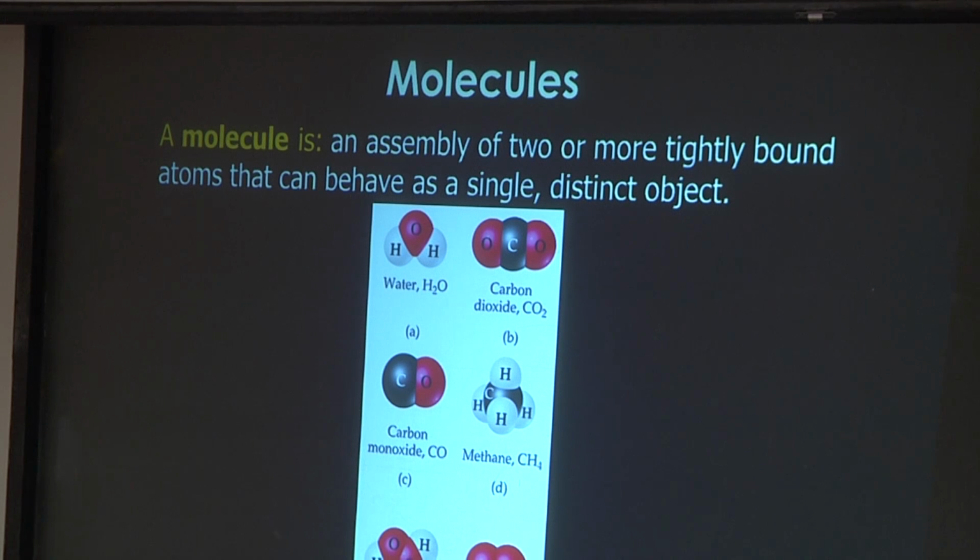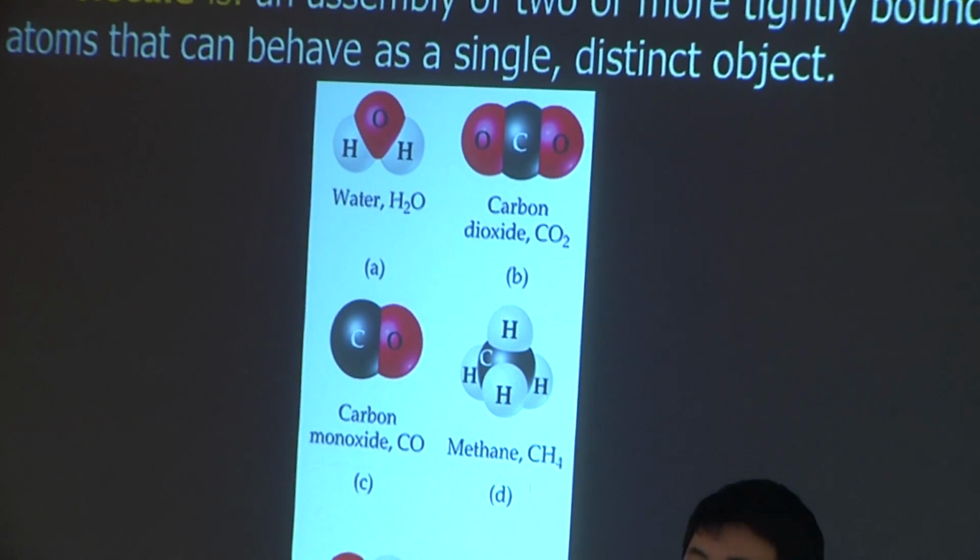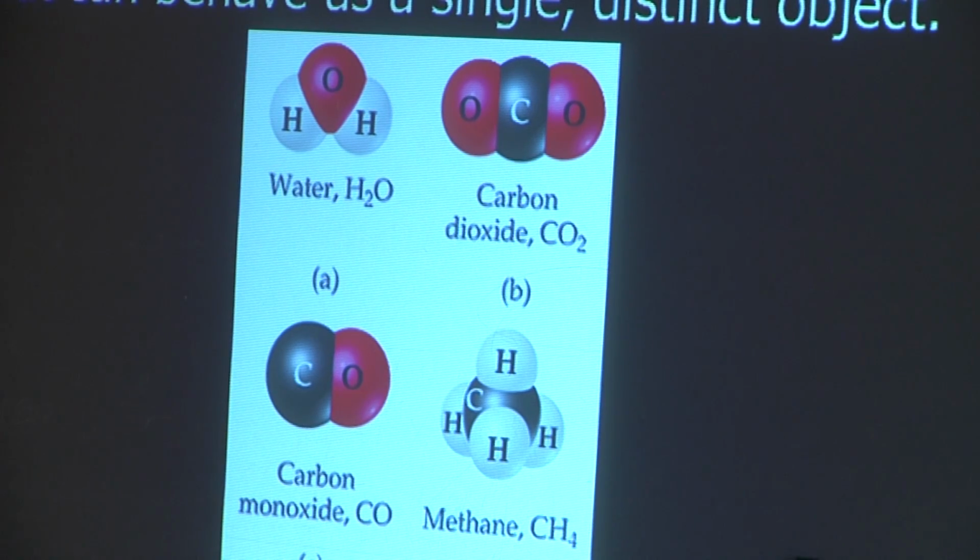So water is our kind of favorite molecule so far. It has 3 atoms, 1 oxygen and 2 hydrogens, that are tightly bound. And that water molecule doesn't behave like hydrogen. It doesn't behave like oxygen. It behaves like water, a single distinct object. And so a whole bunch of different molecules: carbon dioxide, carbon monoxide, peroxide, we've met. Most of these are compounds. This oxygen is an element. It's O2, and so this is called a diatomic element, diatomic molecule.